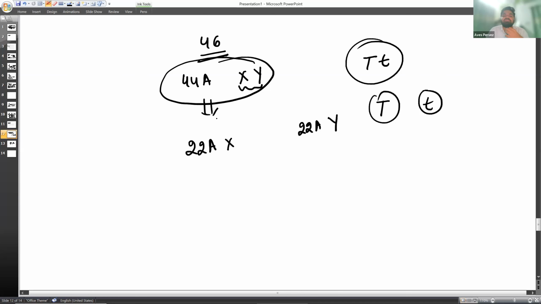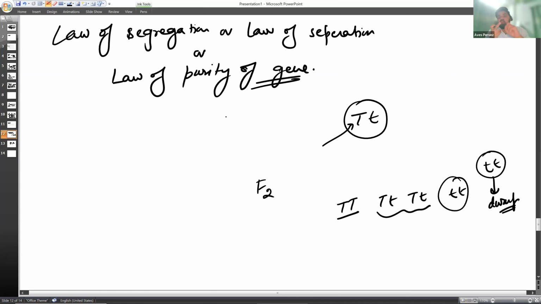So what does the law of segregation state? The law of segregation states that in a heterozygous condition, the two different traits remain together in an individual and they are not mixed up and they maintain their identity.